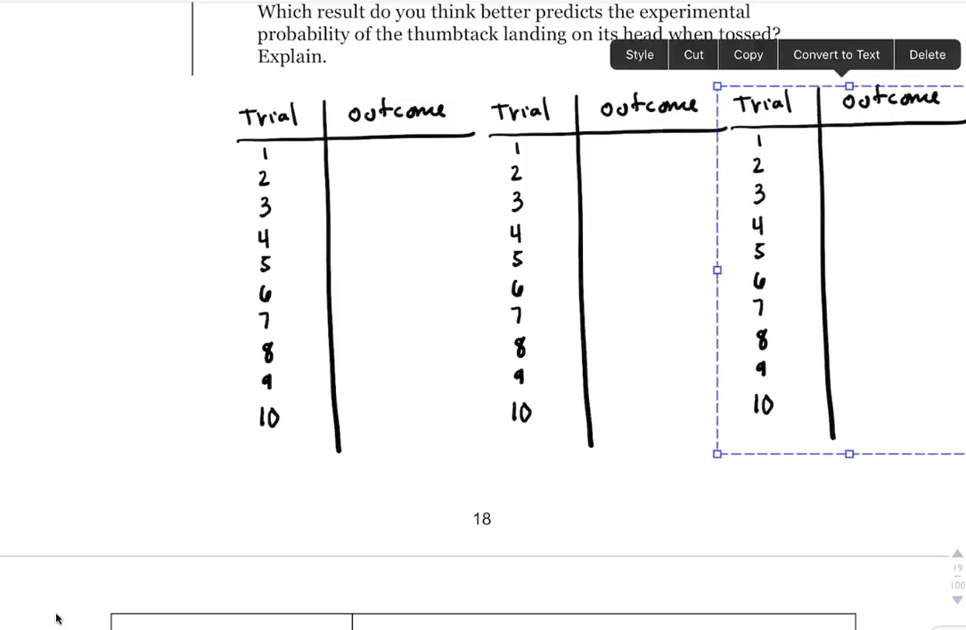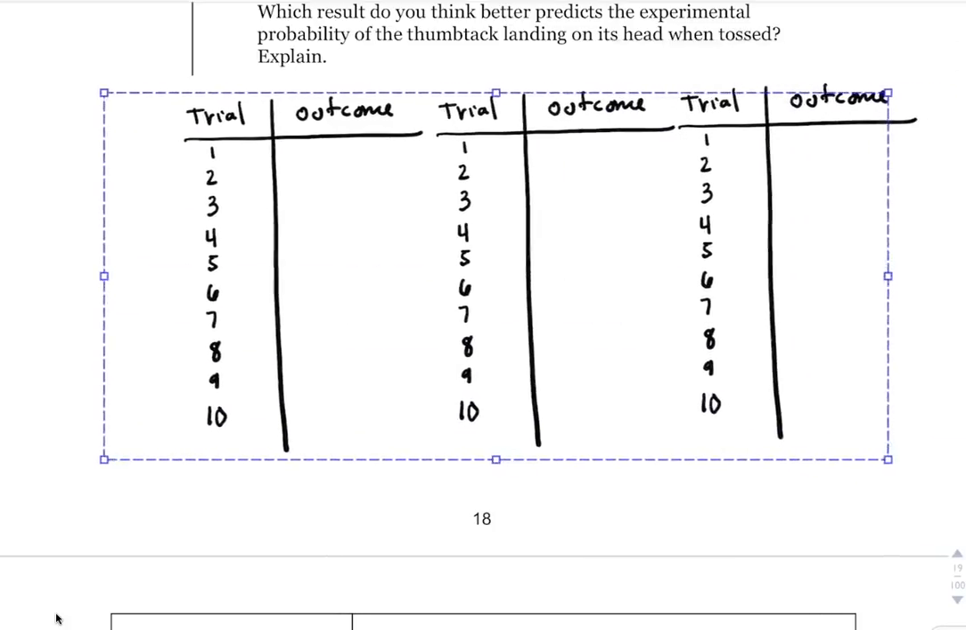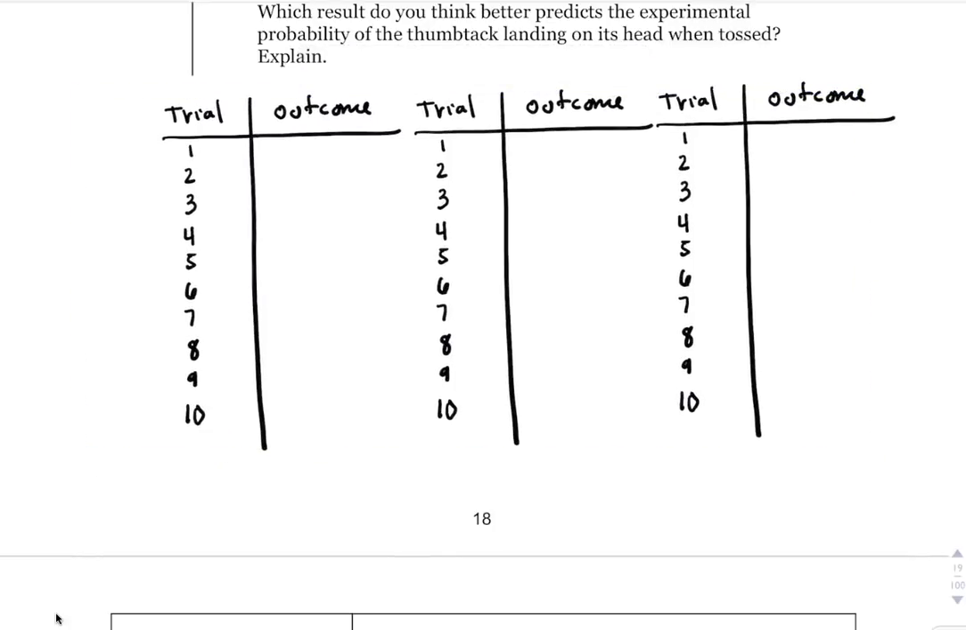So it should be pretty easy. And so this is 10, 11, 12, 13, 14, 15, 16, 17, 18, 19, 20, 21, 22, 23, 24, 25, 26, 27, 28, 29, and 30. Take a little bit of time, write out your trials, and you're going to actually flip your coin 30 times.